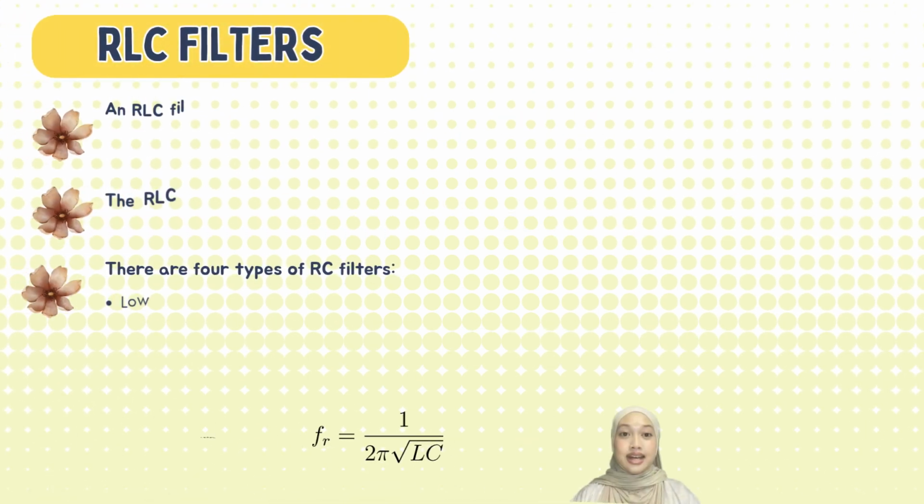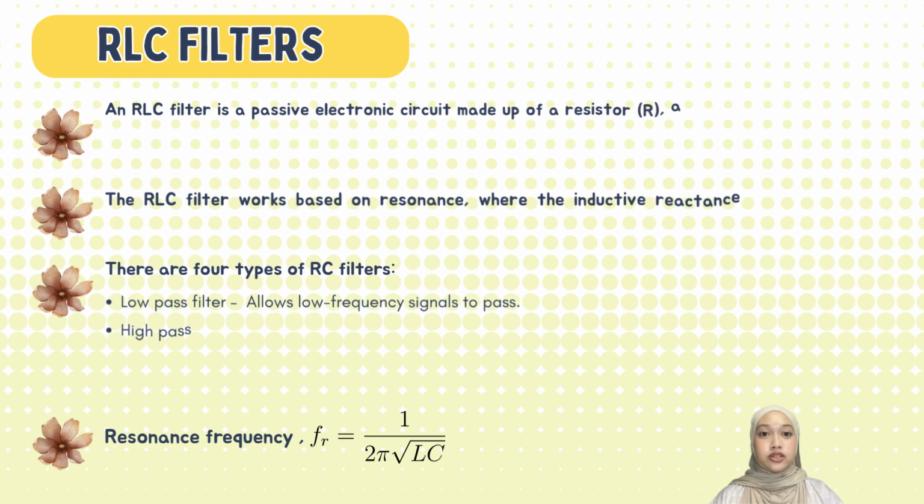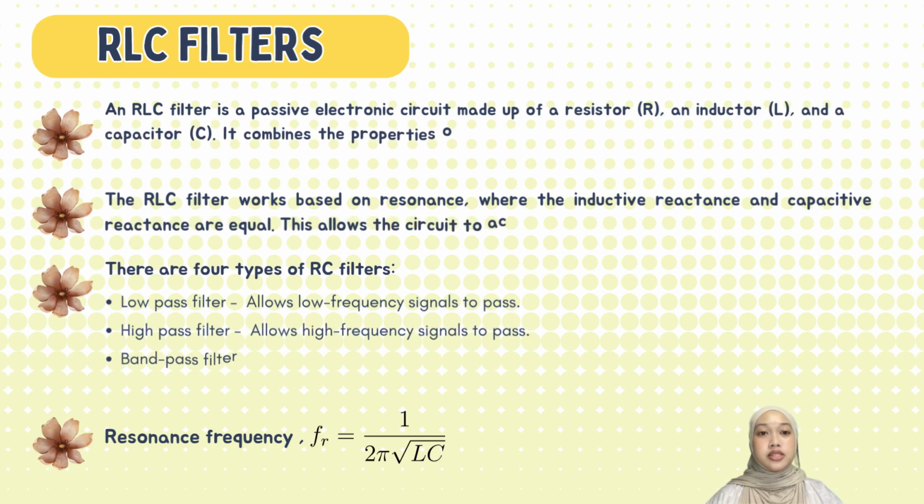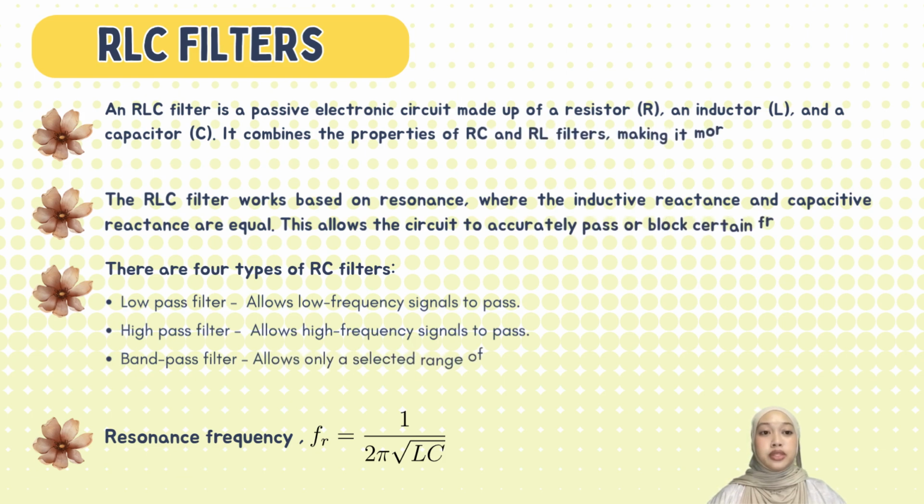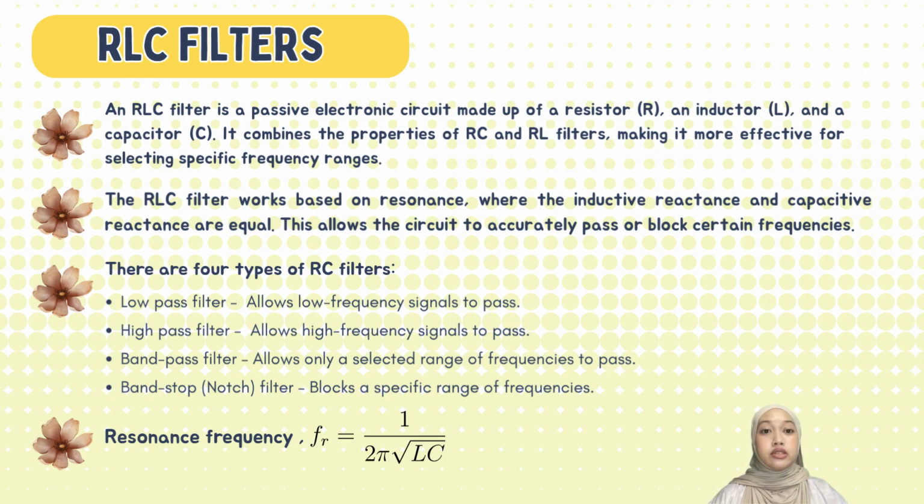And lastly is RLC filters. An RLC filter is a passive electronic circuit made up of a resistor, an inductor and a capacitor. It combines the properties of RC and RL filters, making it more effective for selecting specific ranges of frequencies. The RLC filter works based on resonance, where the inductive reactance and capacitive reactance are equal. This allows the circuit to accurately pass or block certain frequencies.